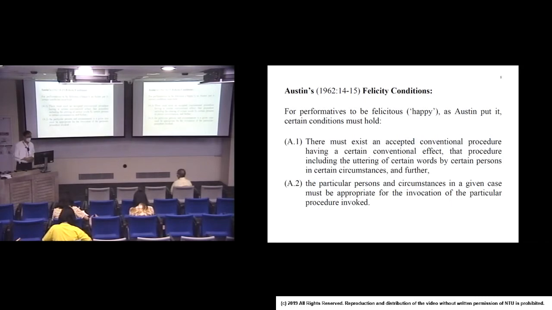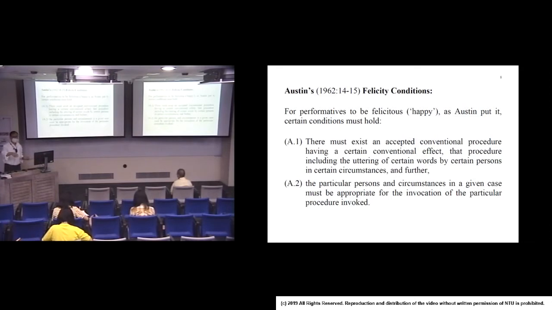And so the particular persons and circumstances in a given case must be appropriate for the invocation of a particular procedure. So aside from the person who is in charge of the ceremony, for example, the people who are getting married should want to get married. They should be the right people there. In other words, it's people who are supposed to get married. Especially in places where you have to sign forms at the end of weddings. I don't know if you do that here. I haven't participated in a wedding here, but in some countries, the husband and wife actually sign a form at the end of the wedding, some kind of contract or something. I don't know.